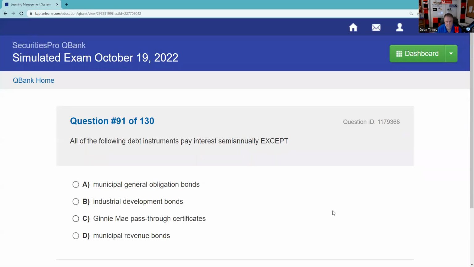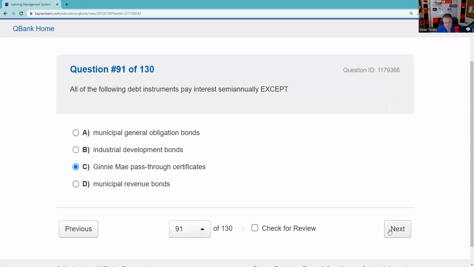All following the interest, except you should definitely know that Ginnie Maes are the only investment vehicle that pays interest and principal monthly. So it's C, Ginnie Maes, very testable. You should know they're fully taxable, and you should know they're guaranteed by the United States government.